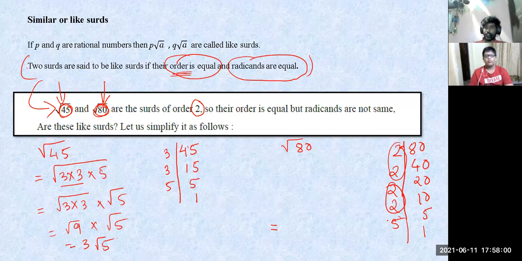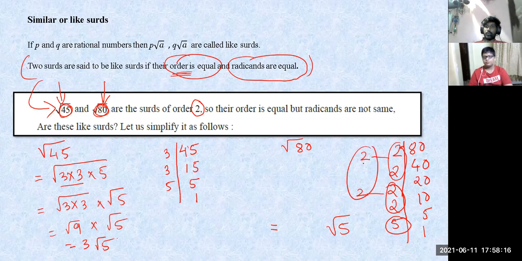Single is root 5. Root 5 has no pair. 5 is single. So whatever number is single, that you put inside the root. Now this is a pair. From this pair you take 1, 2, and from this pair you take 1, 2 and multiply both of them. What will be the answer? 4. So that comes outside. So 4 root 5 is the simplest form of root 80. Understood?